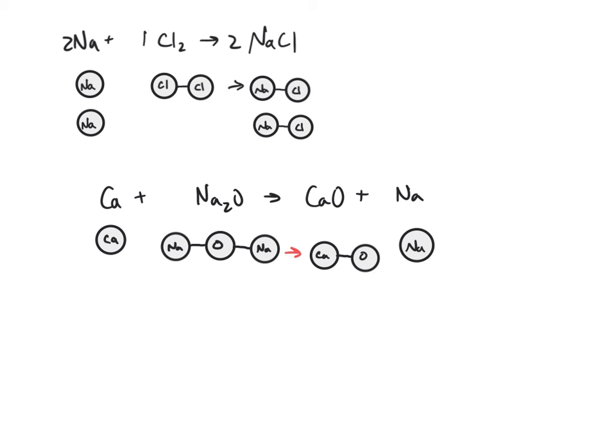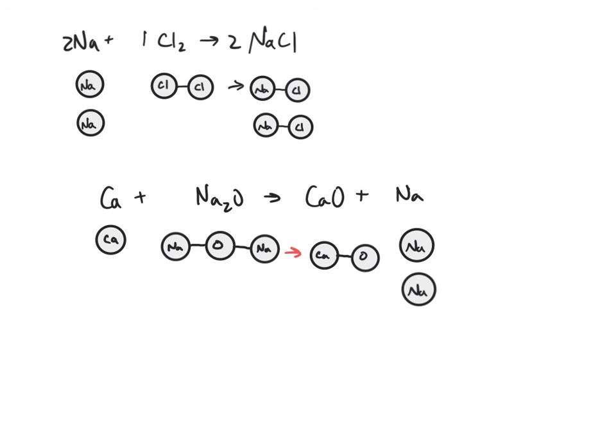Now over here on the left-hand side, let's take a look at the sodium. Now there's 2 sodiums on the left, but only 1 on the right. Well, since there's more on the left than there are on the right, I need more on the right. So I'm going to take that sodium and make a copy of it. Now I have 2 sodiums on the right and 2 sodiums on the left.